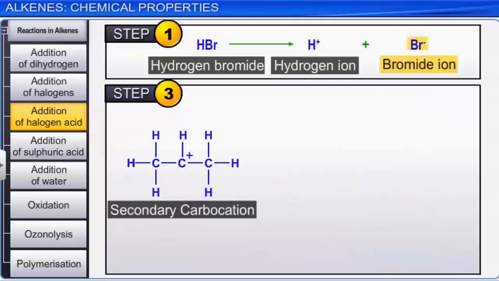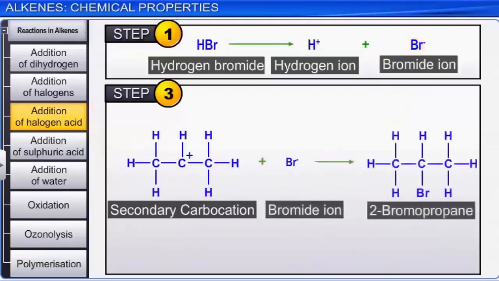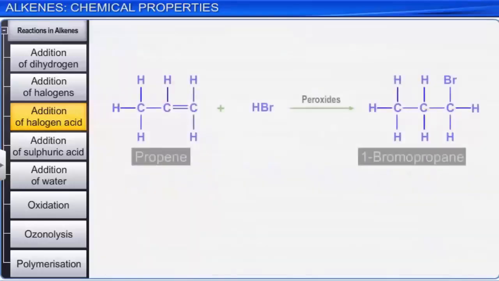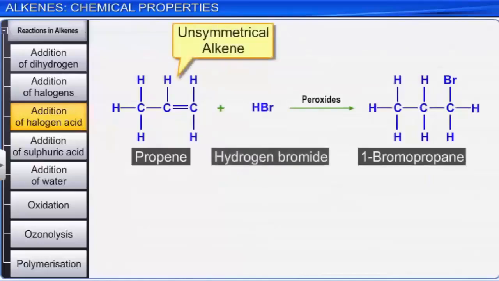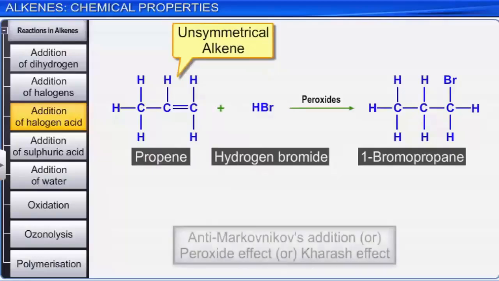Hence, 2-bromopropane is a major product. However, the addition of hydrogen bromide to unsymmetrical alkenes, like propene, in the presence of peroxide is on the contrary to Markovnikov's rule and is known as anti-Markovnikov's addition, or peroxide effect, or Kharash effect, as it was first observed by M.S. Kharash and F.R. Mayo in 1933 at the University of Chicago.